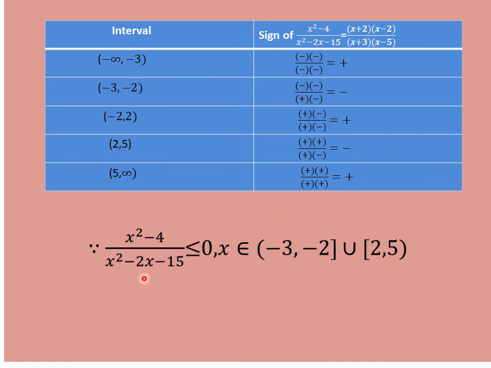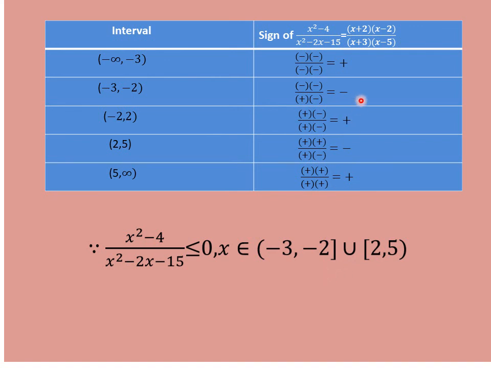We have in the question x square minus 4 by x square minus 2x minus 15 less than or equal to 0. Less than or equal to 0 means negative value, isn't it? So this row and this row you have to take. It is x belongs to minus 3 comma minus 2 union 2 comma 5 you'll get. Okay, but listen, we have equal sign here. Whenever we have equal sign, we'll put a closed bracket. Okay, so closed bracket you have to put.